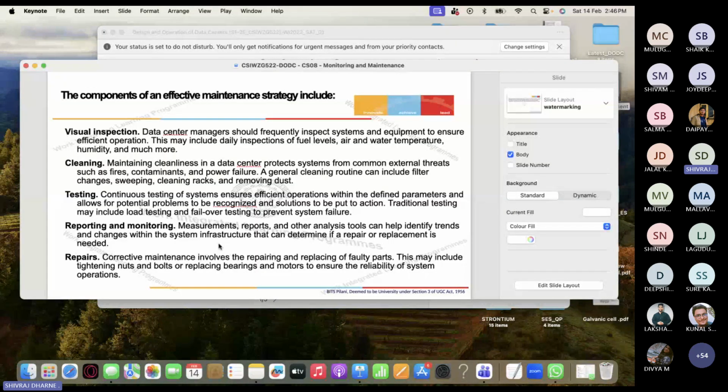So for example, when you ask what repairs means, you have to take corrective maintenance, where you repair and replace faulty parts. It can be a server, memory, networking equipment, the cooling system, or any one of the sensors that we just talked about. This can include anything. You need to make sure you have everything fully functional, and if anything goes bad, you need to replace it and repair it. That's what it means.